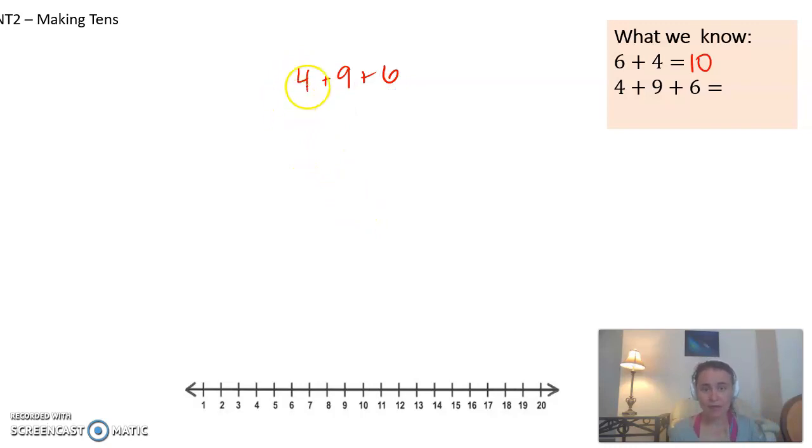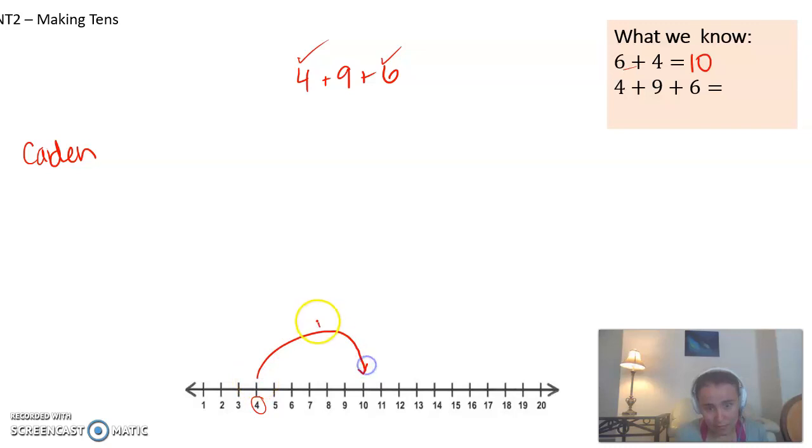And they are first going to, hopefully kids are going to recognize that we can use what we know about 6 plus 4 and make that quick 10. And then add 9. So the way I would record that would be I would circle the 4. I would write the kid's name. So let's say this is Caden. I would circle the 4, add 6 to it, get the 10, and then add 9 to that.